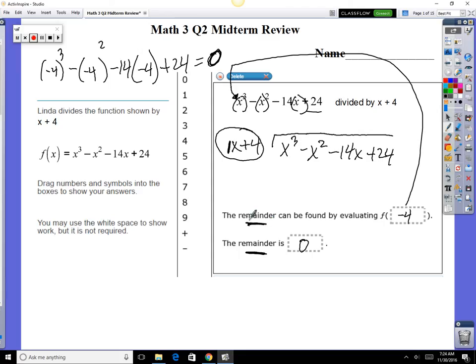So the big idea is this. If all they want is the remainder, you're going to substitute in place of the x's a minus 4. If you were dividing by x minus 4, then what you would substitute in place of the x's would be the opposite of this. It would be a plus 4. So whatever this is, you plug in the opposite.